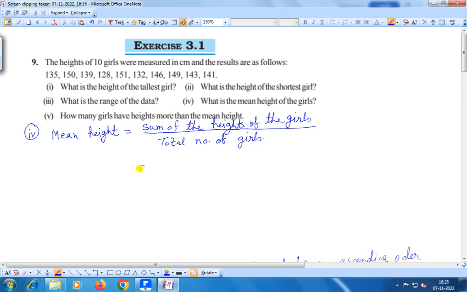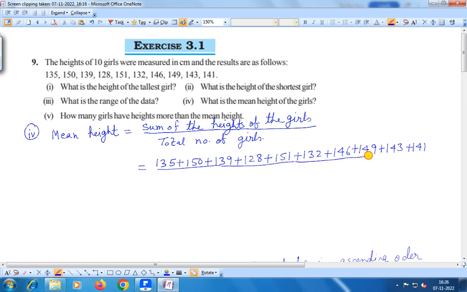Now, if we add all the heights, this is given as 135 plus 150 plus 139 plus 128 plus 151 plus 132 plus 146 plus 149 plus 143 plus 141, divided by total number of girls, which is 10.